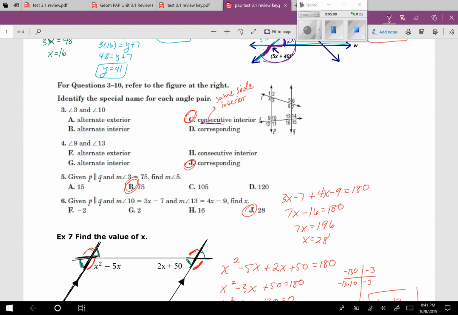Number 4, it says 9 and 13. So here's 9, and there's 13. 9 is in the same spot as 13, so they're corresponding angles.